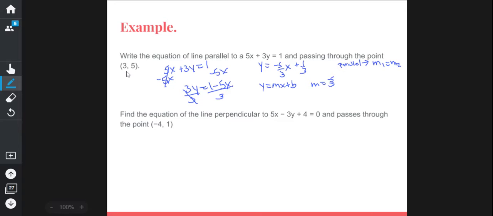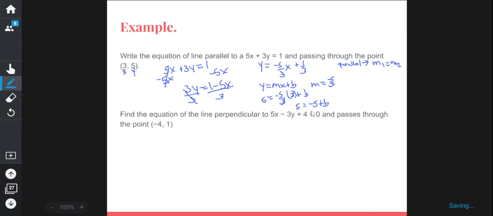I'm just going to label this is my x and this is my y. My y is 5, is equal to negative 5/3. My x is 3 plus b, and I'm going to simplify. So negative 5/3 times 3, well, the 3's cancel out nicely. And I'm left with 5 equals negative 5 plus b.